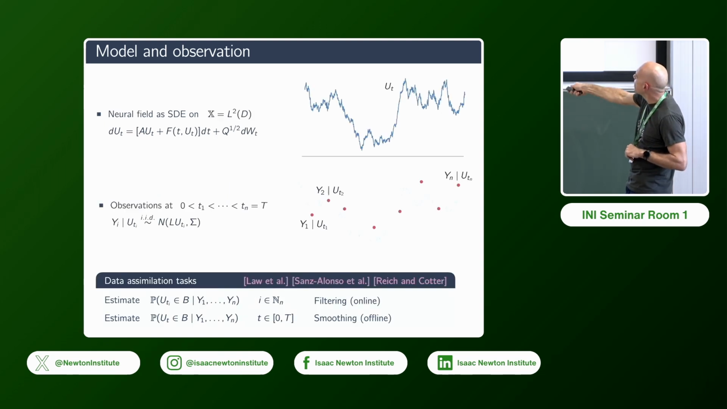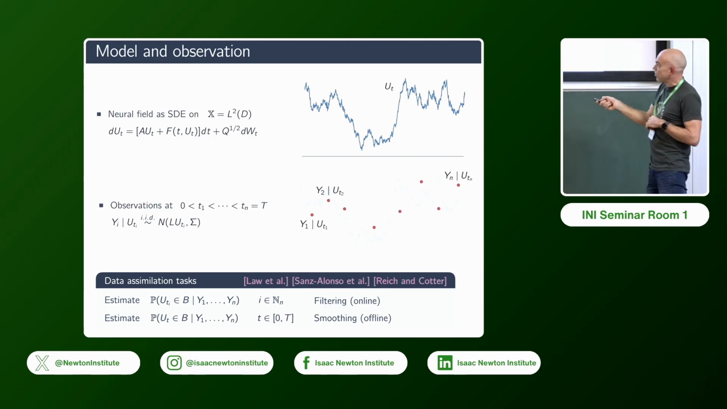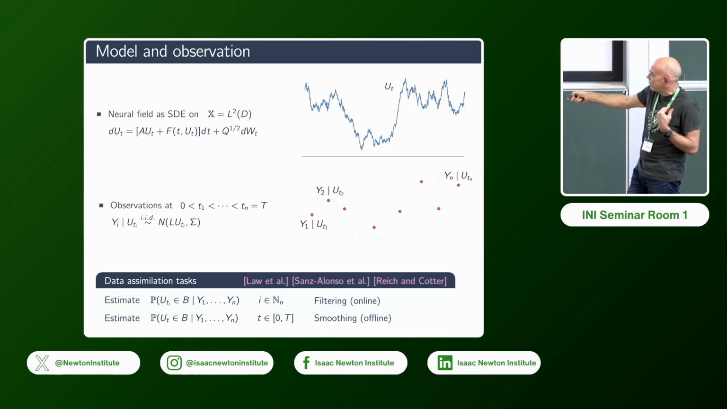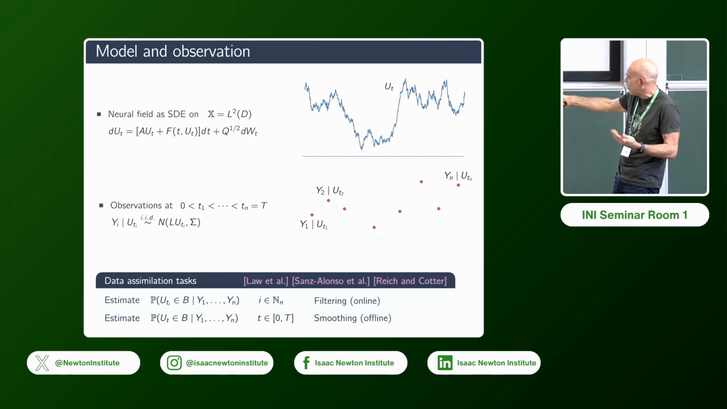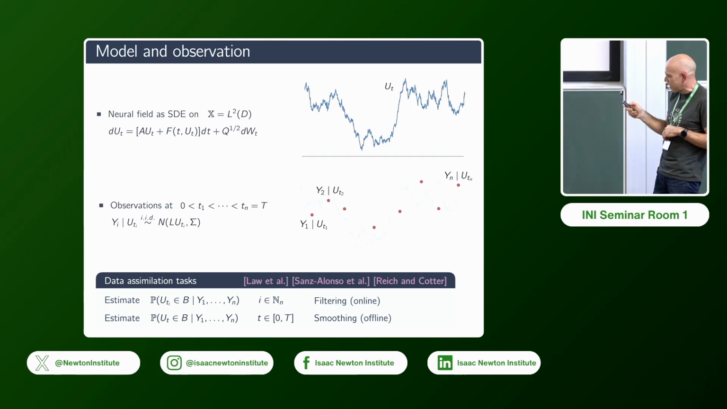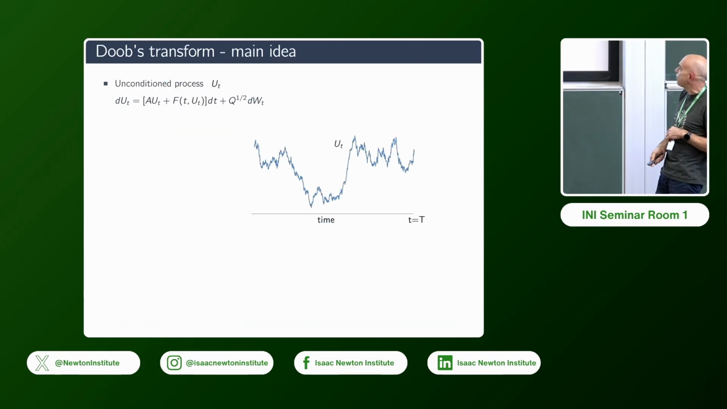Which is why the idea is that each of these observations that become available to you are members of a conditional process and are samples of a conditional process. And the data assimilation task is the task of effectively having an estimate of the probability of U_t given all the past readings that you have. There is also the smoothing, but I'm not going to get into that because I have no time.